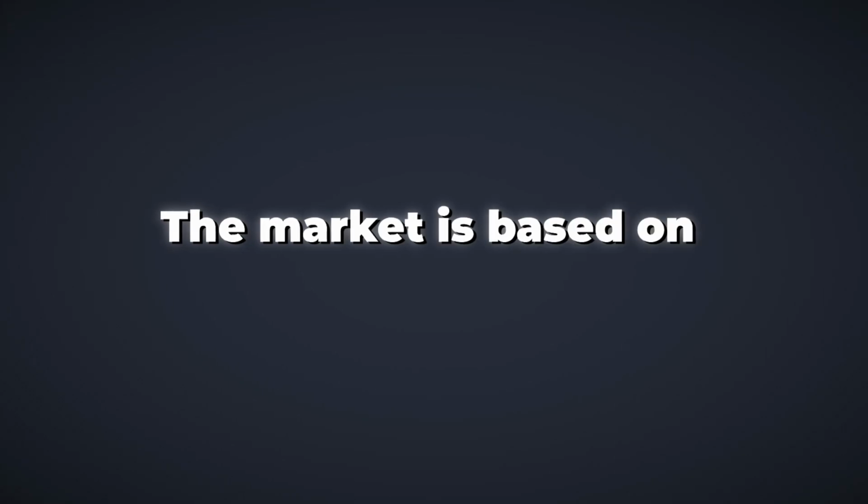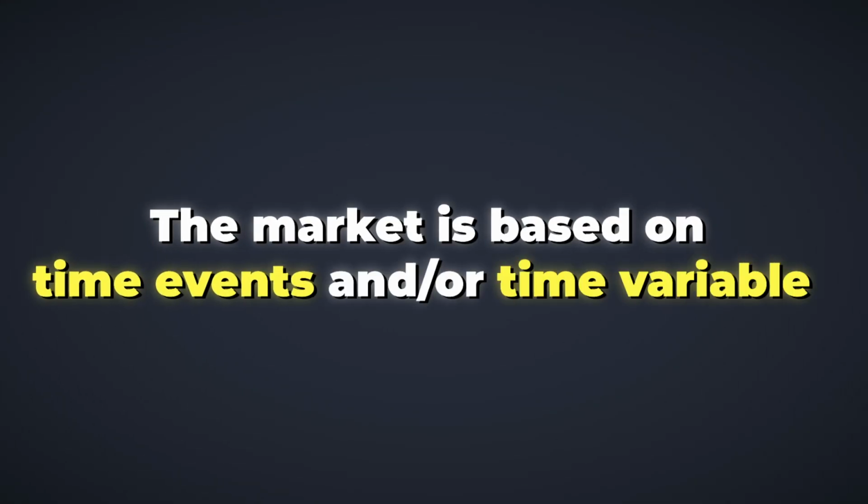The whole market in trading is based on time events or time variables. Market opens and closes at specific times. Sessions open and close at specific times as well. Then we have overlaps that happen at specific times. Candles open and close. There's so many things that happen related to time. Then we look at the macroeconomic red folder, orange folder news events. We have news events that happen at the same times on the same days every single month.